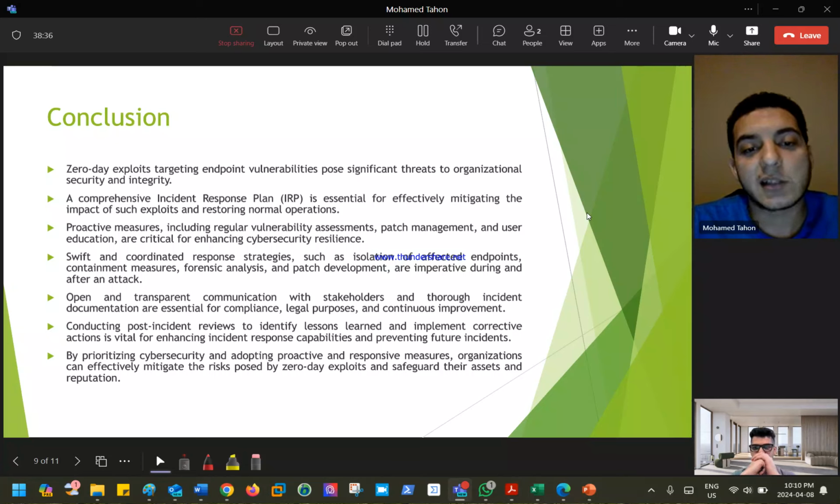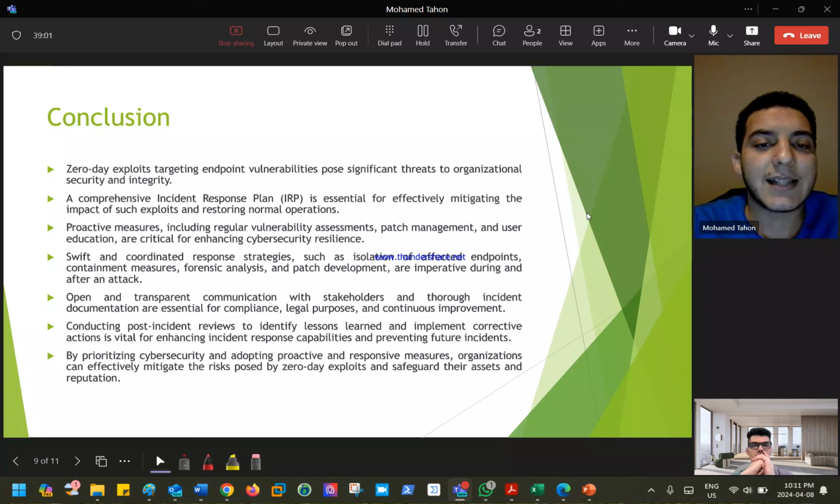Swift and coordinated response strategy. Emphasize the need for a swift and coordinated response strategy, including isolation of affected endpoints, containment measures, forensic analysis, and patch development. These actions are crucial during and after an attack to minimize the damage and prevent further exploitation of vulnerabilities.